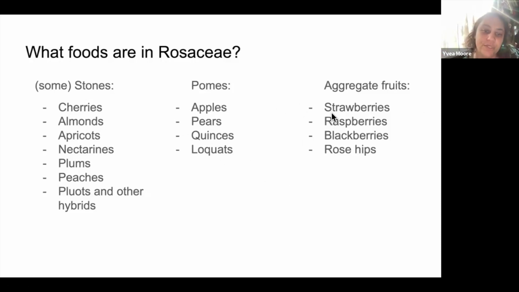We have our aggregate fruits with our strawberries, raspberries, blackberries, and rose hips. So lots of different things. And yes, you're right, Susan. Technically, strawberries, raspberries, and blackberries aren't berries. They're false fruits. And that's why I say that this family is tricksy.